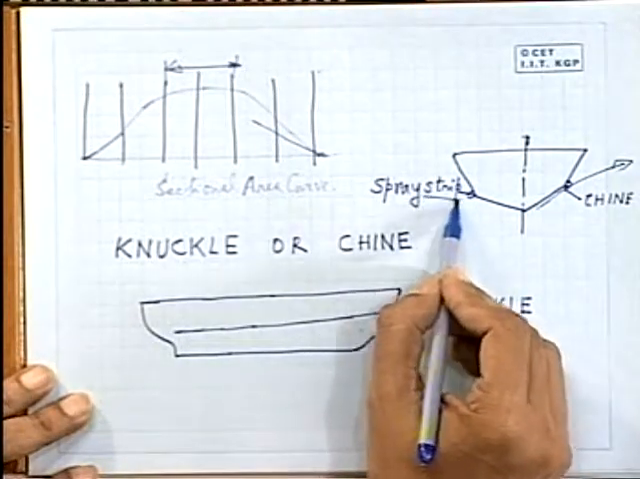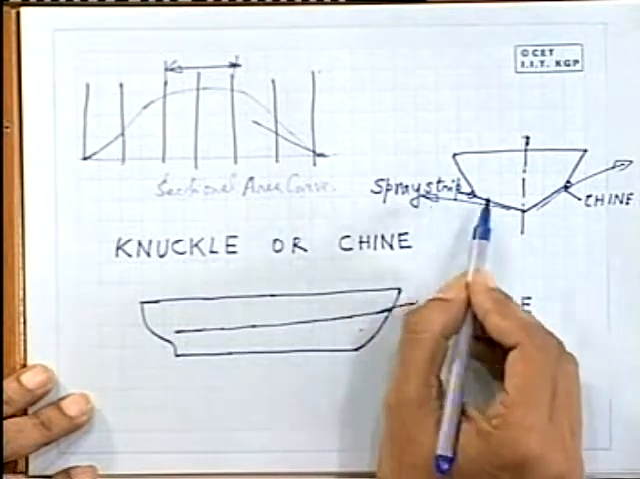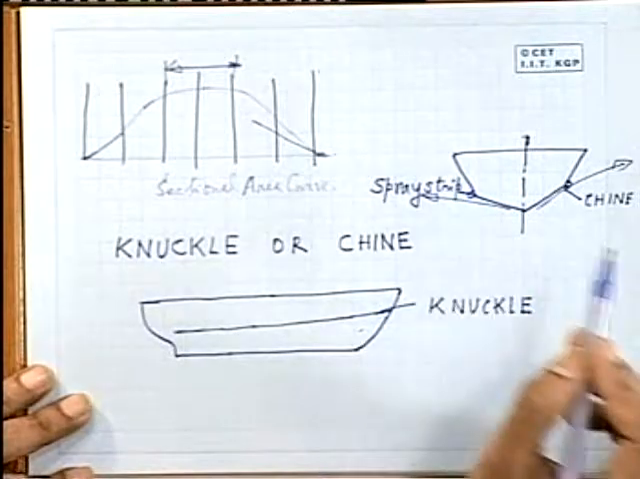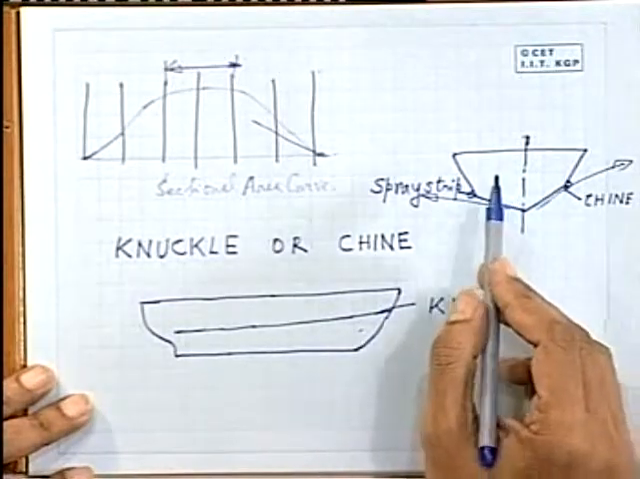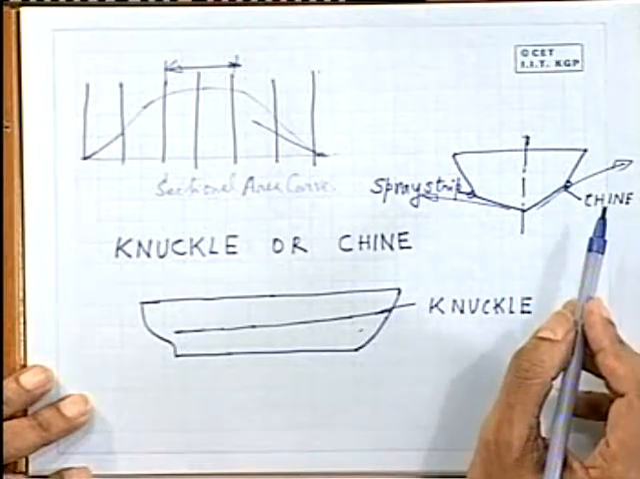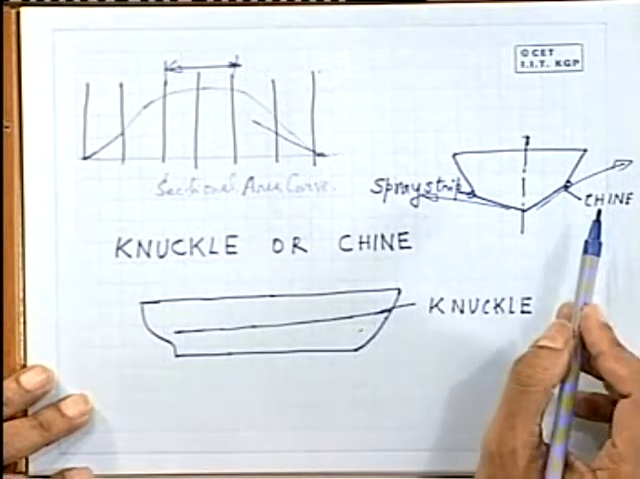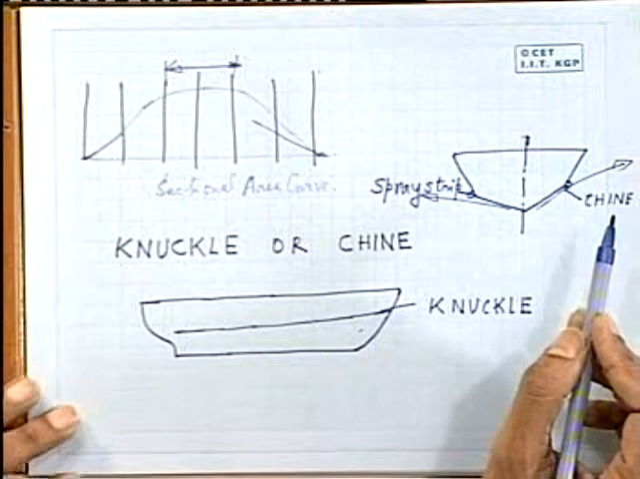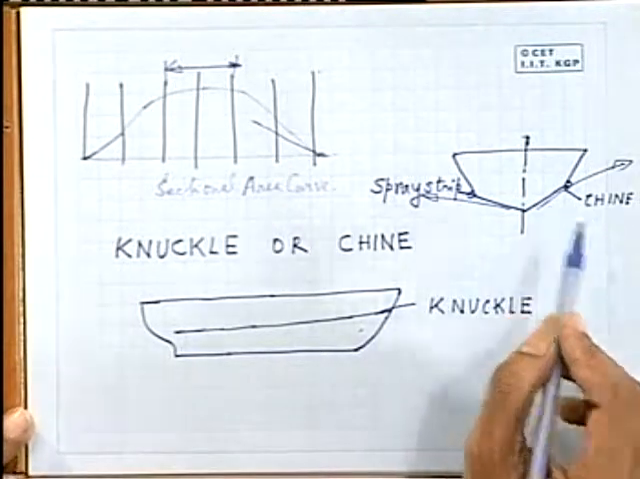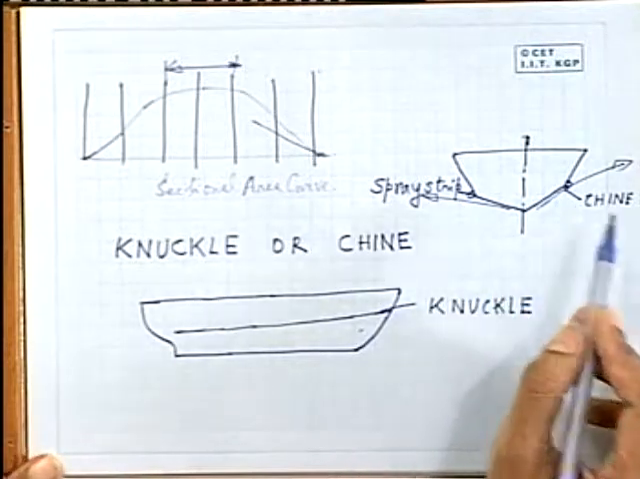In high-speed ships, more water is directed away from the boat. That means the frictional resistance is reduced, the resistance or the drag due to the water is reduced, and you are able to propel yourself at a higher speed. So that is one of the reasons for giving the chine.